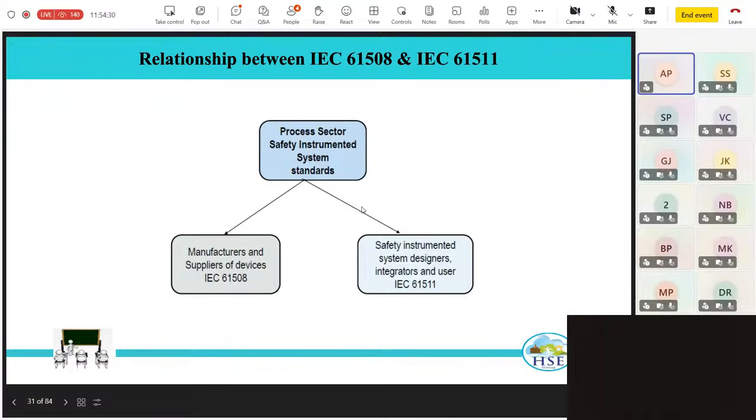So this is the difference between these two standards. IEC 61508 is for the manufacturers and suppliers of devices, while IEC 61511 is the application standard, which is more for users or integrators or consultants. Those types of agencies are more likely to use it.